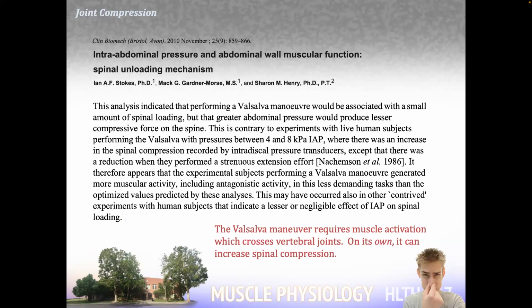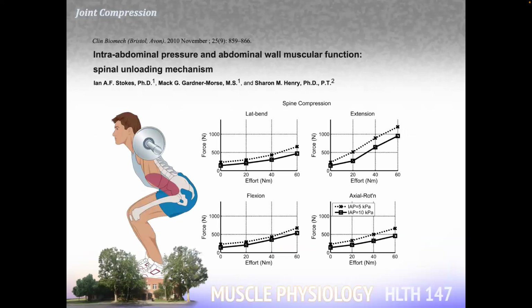Now, that doesn't matter. That's just for a point of reference. You don't need to know values of anything, just concepts. That's all you need to know. These are the graphs from the article. There are four different exercises: the lateral bend, flexion, extension, and axial rotation. And the Valsalva maneuver reduces spinal compression slightly, right? In all four motions, higher intra-abdominal pressure is associated with less spinal compression.